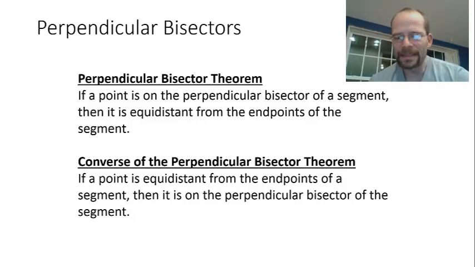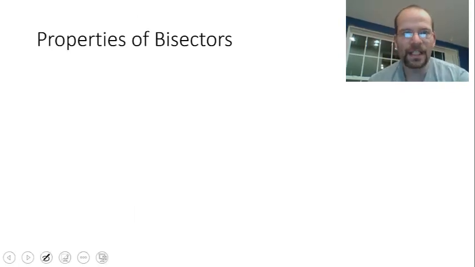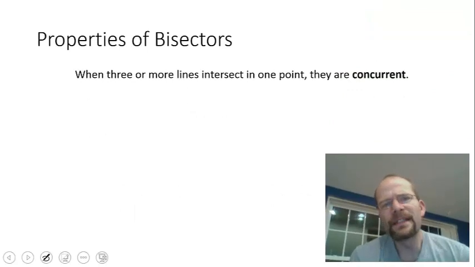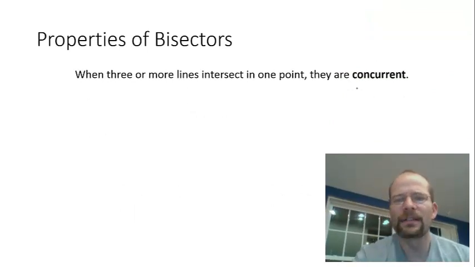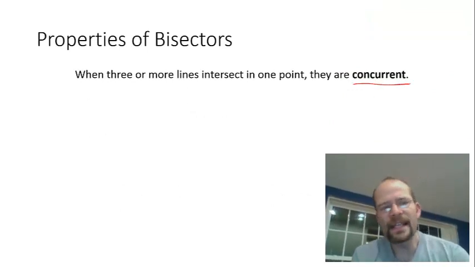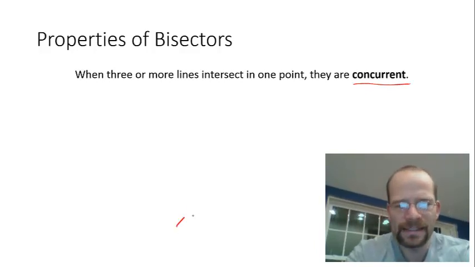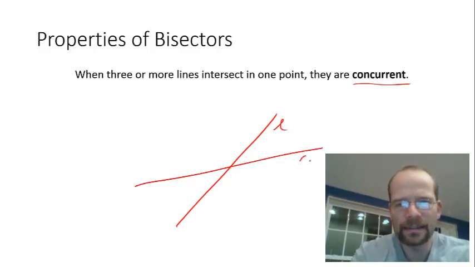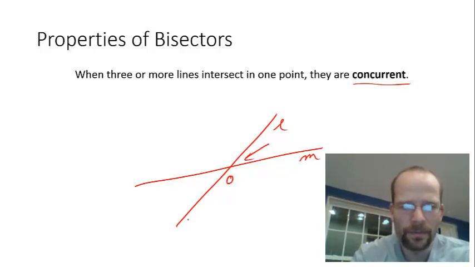We need to go a little bit deeper with this and actually talk about it in the context of triangles. Before we do that, we need to introduce this word concurrent. We say that when three or more lines intersect in one point, they are concurrent. So, for example, if I have a line here, call that line L, and a line here, call that M, we say the point of intersection is this point in here. We could just call that O.